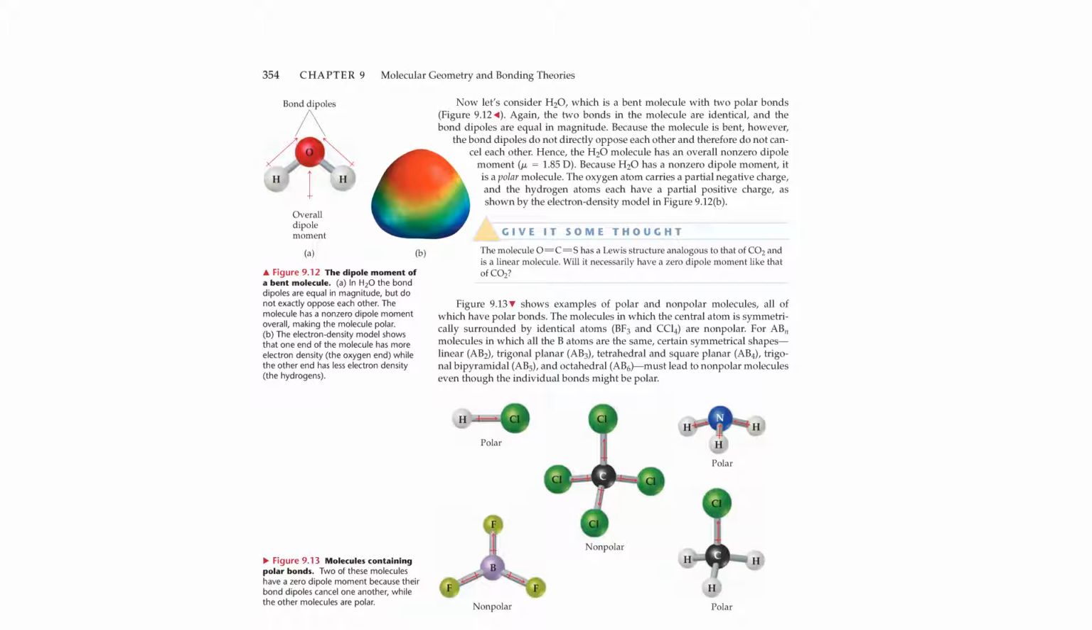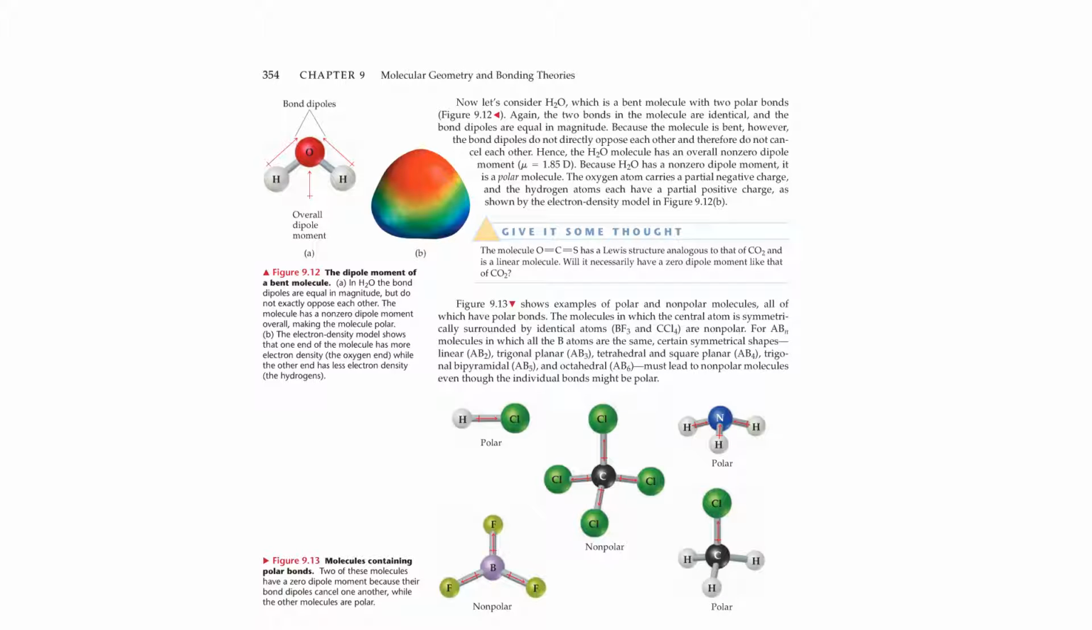Figure 9.12, the dipole moment of a bent molecule. A. In water, the bond dipoles are equal in magnitude, but do not exactly oppose each other. The molecule has a non-zero dipole moment overall, making the molecule polar. B. The electron density model shows that at one end the molecule has more electron density, the oxygen end, while the other has less electron density, the hydrogen end.